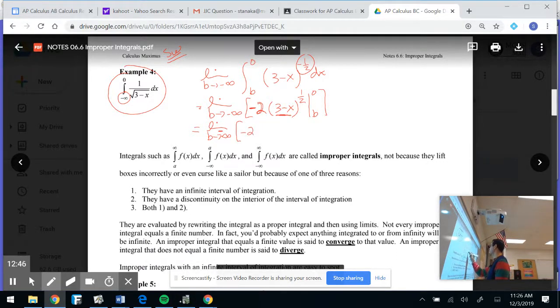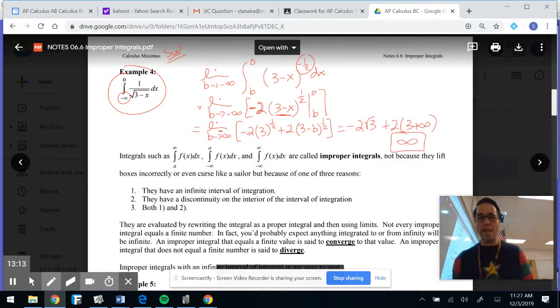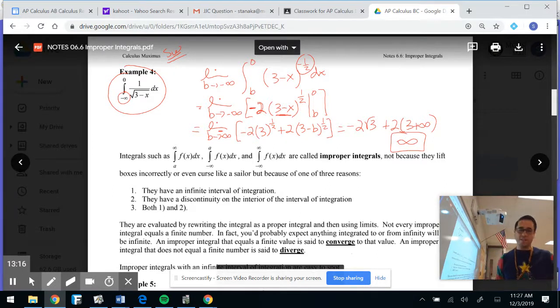So I have negative 2. Let's plug in that 0, which would be 3 to the 1/2. And then minus, which is going to turn that into a plus 2 times 3 minus b to the 1/2. What does this end up being? Now I'm going to plug in negative infinity and see what we get. We get negative 2 square root of 3 plus 2 times 3 plus infinity. That's just going to be infinity, right? Okay, let's keep on rolling.